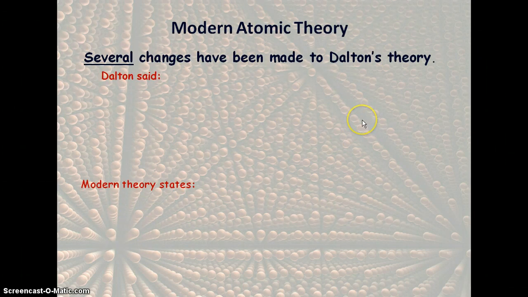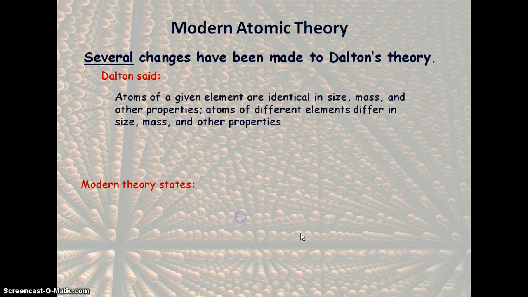However, we learned later on that Dalton wasn't exactly correct on a couple points. So there have been several changes made to his theory. The first one involved his statement that atoms of a given element are identical in size, mass, and other properties. And then if you have a different element, it's going to differ in size, mass, and properties.